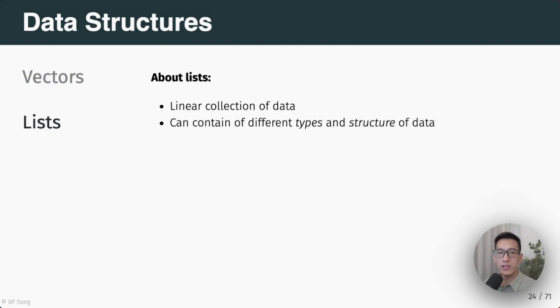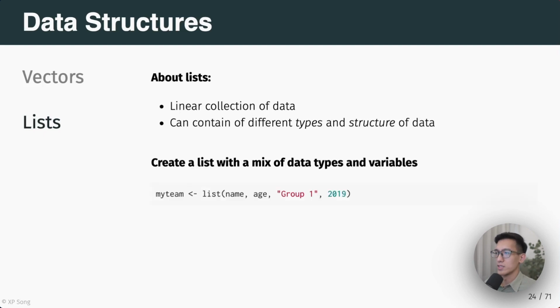The next type of data structure we'll talk about is a list. Now, lists, like vectors, are also a linear collection of data, but they are very flexible. They can contain different types and structure of data. For example, we can create a list with a mix of data types and variables. Recall that earlier we created a character vector of names as well as a numeric vector of the age of these different people in names.